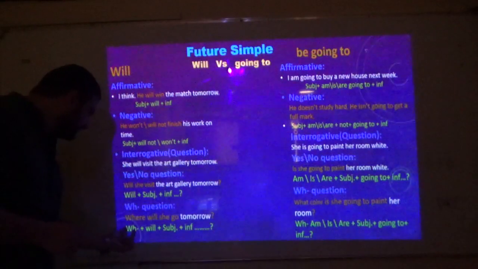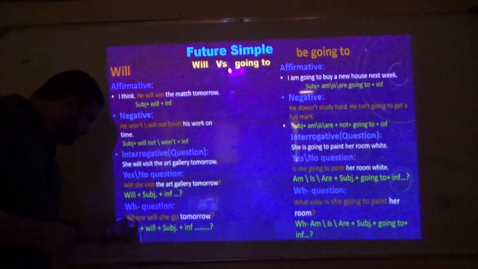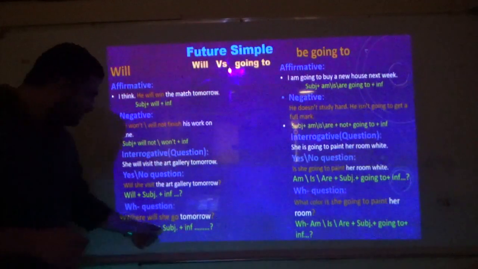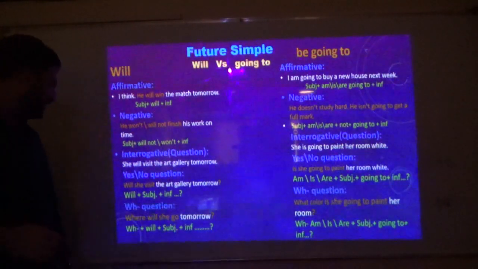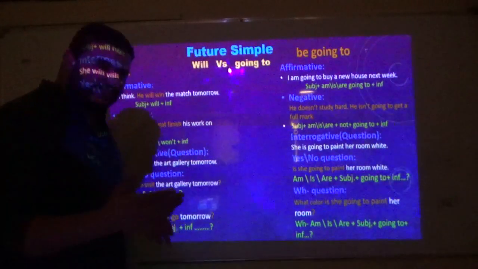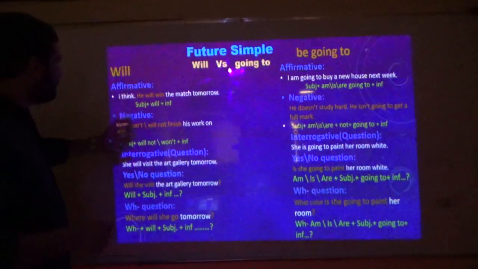So here we put the WH word, which is where, then the auxiliary or the helping verb, which is will, and after that the subject and the stem form. So, where will she go tomorrow? The answer is to the art gallery. Okay? So this is the form of will.